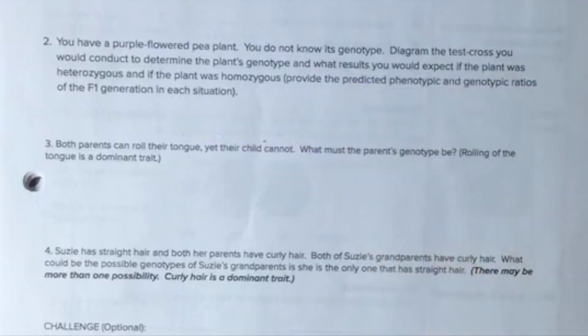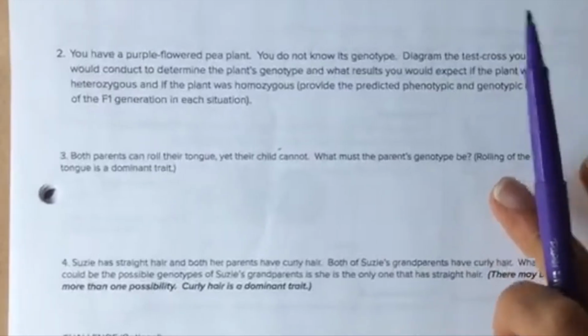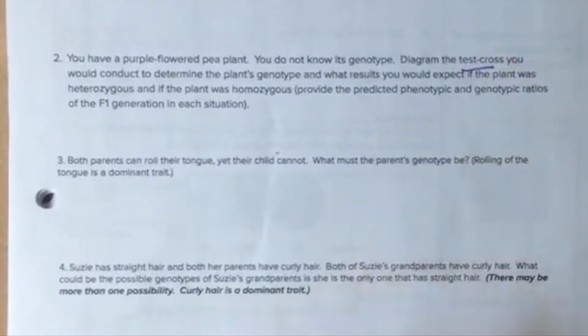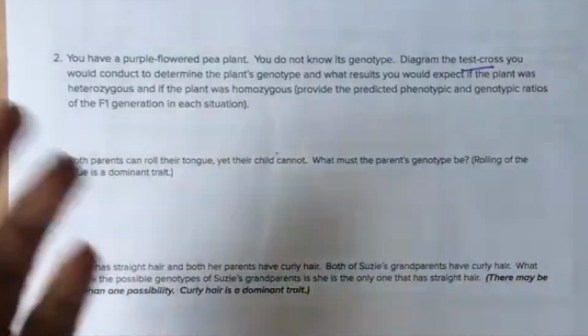You have a purple flowered pea plant. You do not know its genotype. Diagram the test cross you would conduct to determine the plant's genotype and what results you would expect if the plant was heterozygous and if the plant was homozygous. And then it asks for the ratios.